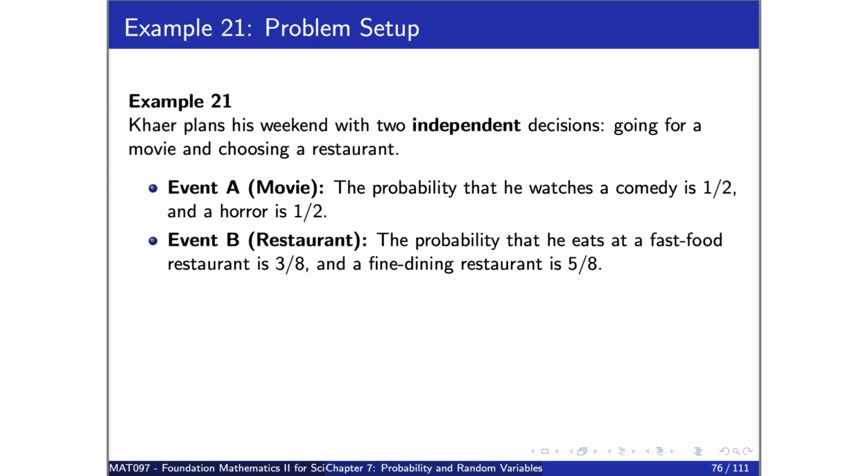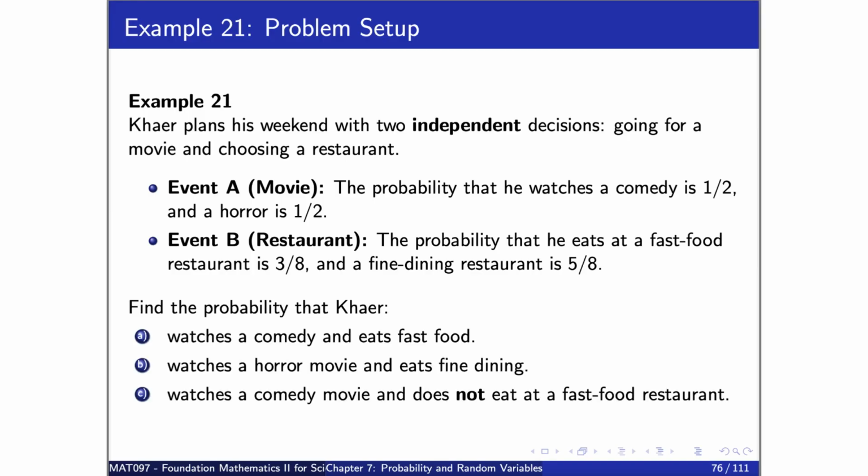Let's practice this again with example 21. Kair is making 2 independent decisions, choosing a movie and choosing a restaurant. The probability of a comedy is 1/2, and a horror is 1/2. For restaurants, fast food is 3/8, and fine dining is 5/8. Here we want to find the 3 probabilities as stated in A, B, and C.